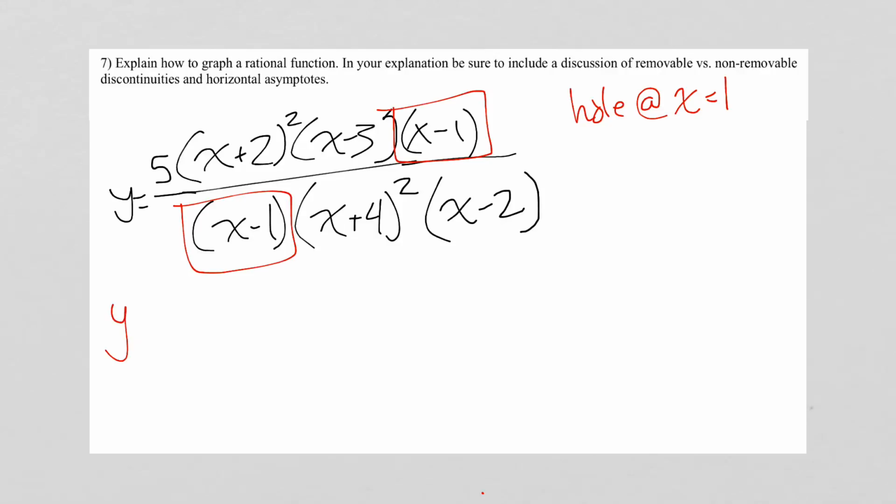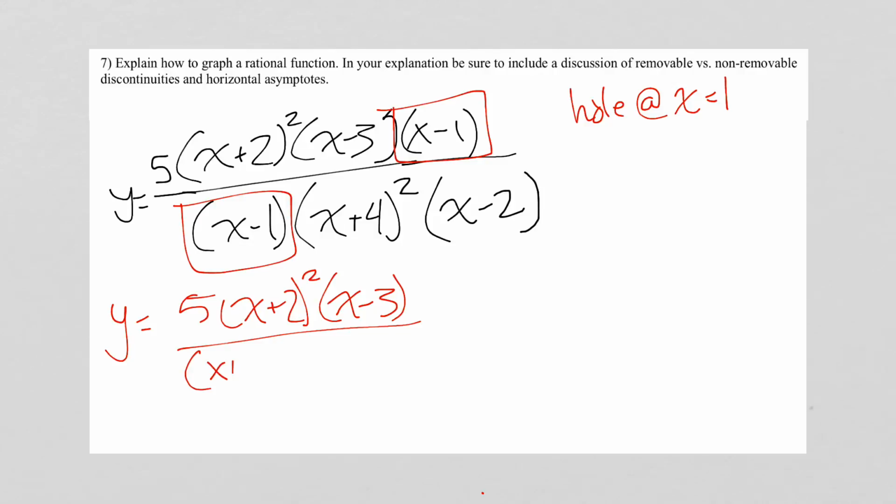Now, funny story, this equation will be exactly the same as 5 times x plus 2 squared times x minus 3, all over x plus 4 squared times x minus 2. It will be the same with the hole removed, except it will not exist at the x value of 1, because we have a hole there. But we can use this equation to figure out the y value of the hole, by plugging in x equals 1 to this simplified equation.